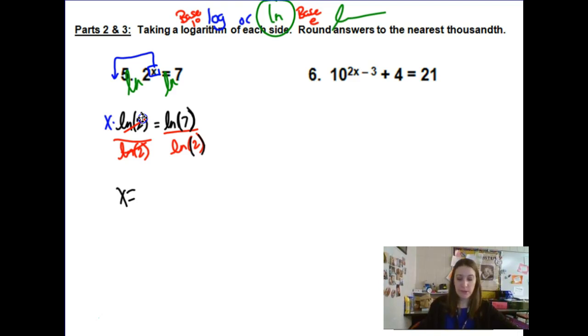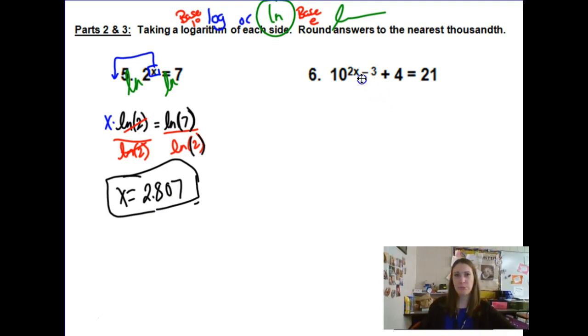Now, if you chose to use common log, you're weird. Now, just make sure you use common log for both of them. And it says round to the thousandth, so 2.807. That's what you should get. All right, next problem.